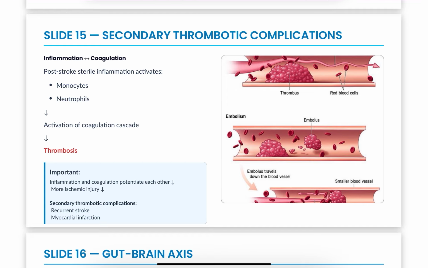Now, this can manifest as things such as recurrent stroke or myocardial infarction. So stroke doesn't only increase the risk of complication inside the brain, the systemic inflammatory and coagulation response can also affect the organs that are outside, the myocardial infarction, for example. And this is a sign of the secondary thrombotic complication. And we discussed how the inflammation is amplifying the coagulation, which is amplifying the inflammation.